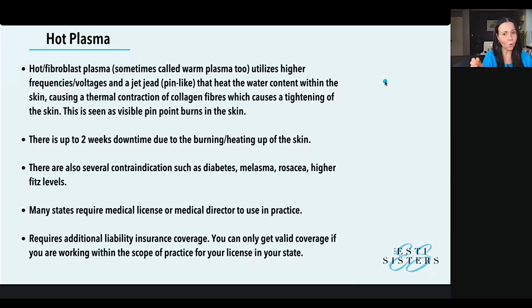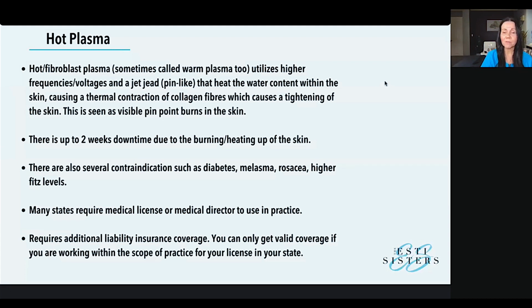However, it is still not cold plasma and still does trigger injury to the skin. So it's really important to know that if somebody is saying warm plasma, it still has a thermal effect. It still has some kind of a negative or traumatizing effect on the skin. So it would be contraindicated for somebody with rosacea, with melasma, with diabetes, for example. So that's why it's important to know. You may hear hot plasma, fibroblast plasma, or warm plasma.